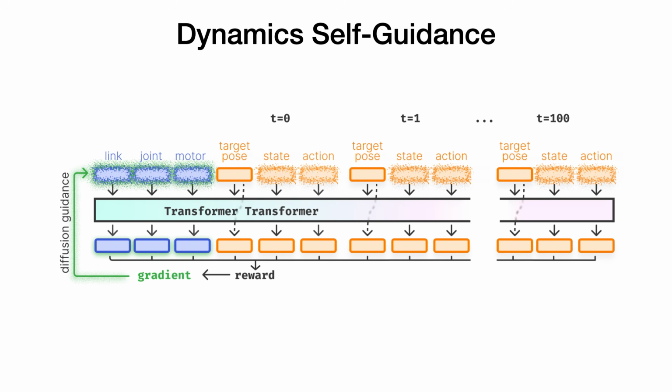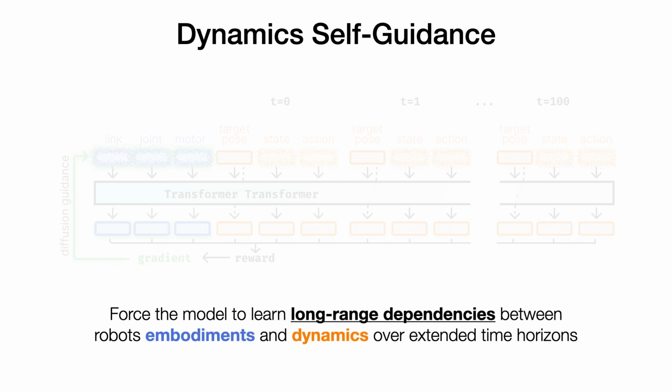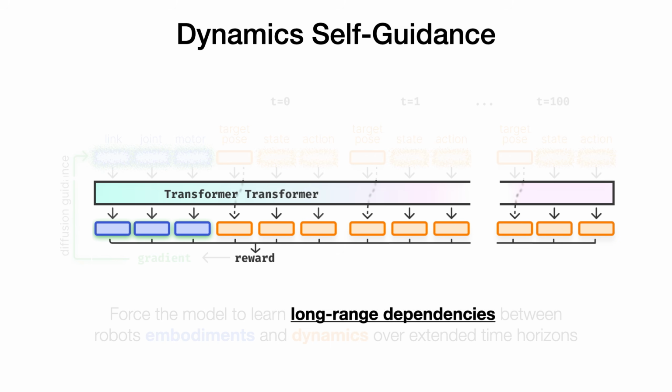When we train the model for this task, we use a long context with time steps into the future. This forces the model to learn long-range dependencies between robot embodiments and robot dynamics over extended time horizons, which ultimately leads to better reward predictions.